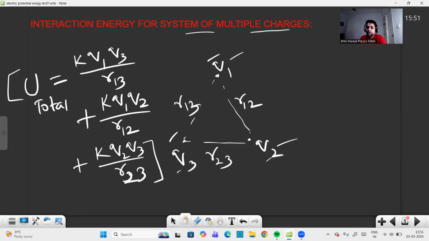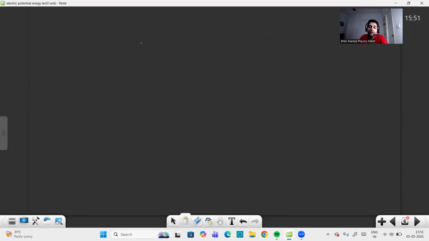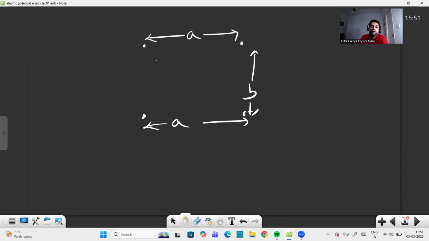Similarly, we'll see one more example. For example, we have charges on the vertices of a rectangle. Let us consider the rectangle sides are A and B. This is also A and this is B. And here the charges are Q1, Q2, here Q3 and Q4.